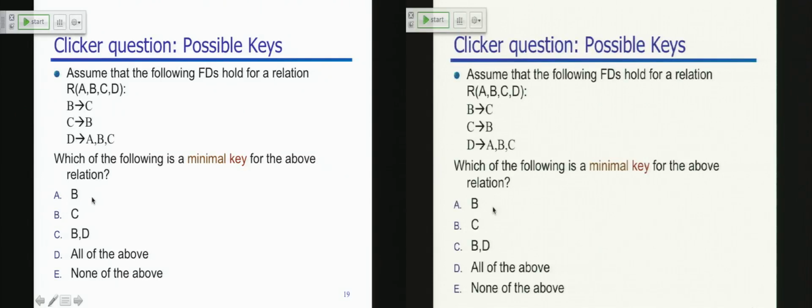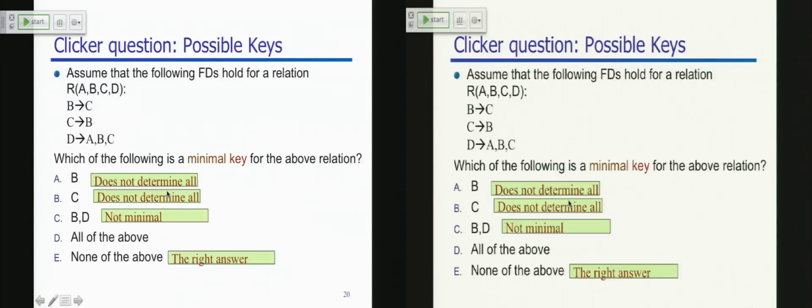Why is B not a key? Because if I know B, B will allow me to know C, but I can't know A and D. If I know C, that would mean I know B, but I wouldn't know anything else. Okay, so E, none of the above, is the correct answer.